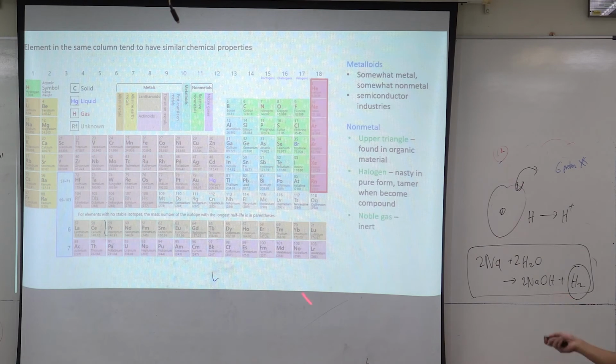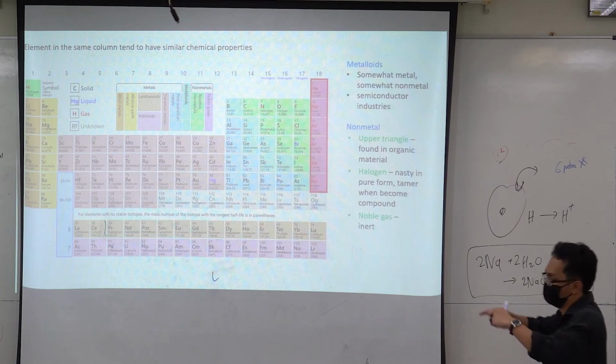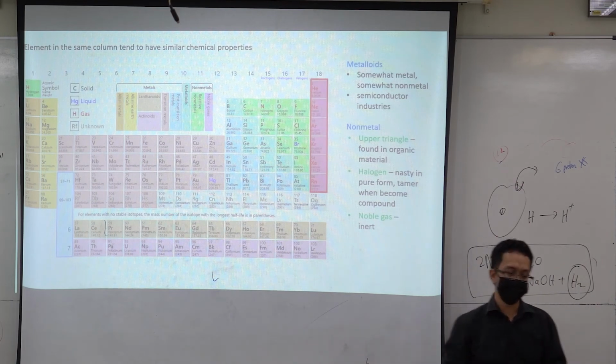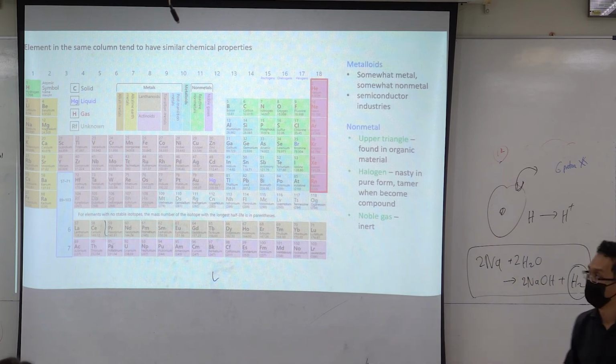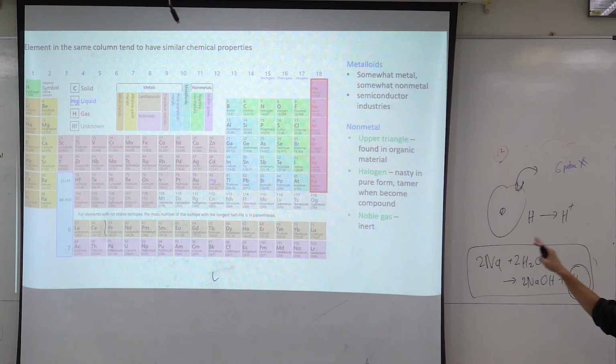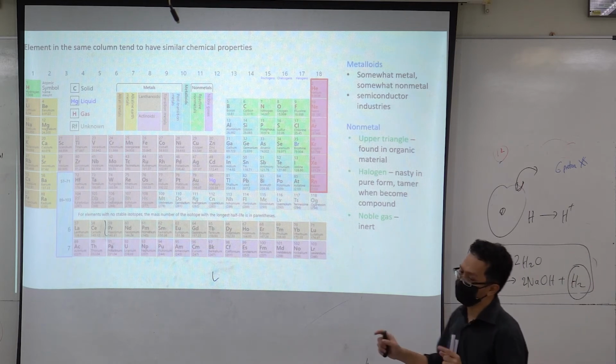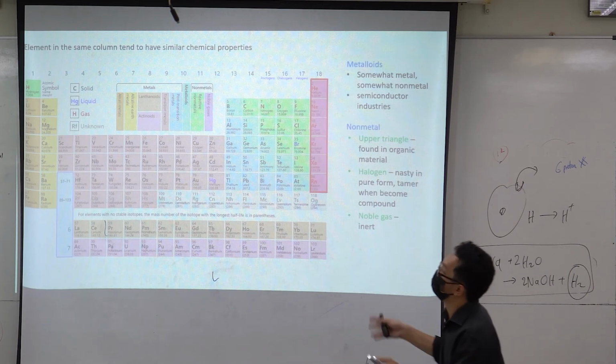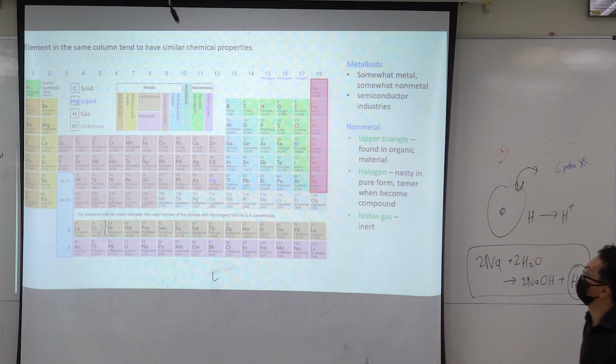And then you have the noble gases. They are inert, meaning that the valence shell is fully occupied. Fully occupied, meaning that it will not react with anything. It will not react with anything. So it's just alone by itself. Okay. So that is some of the story about the groups in the periodic table.